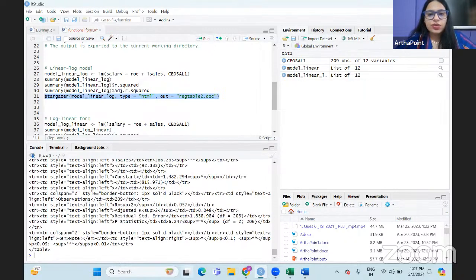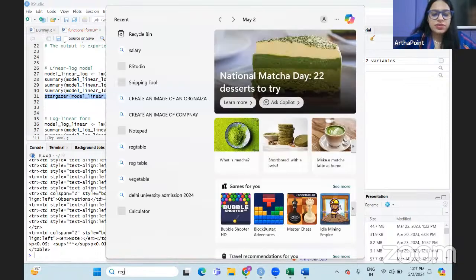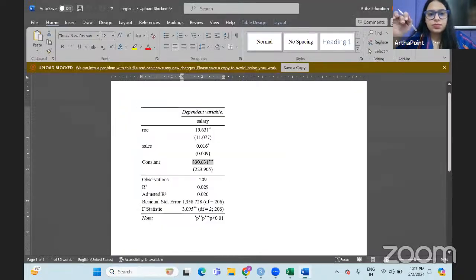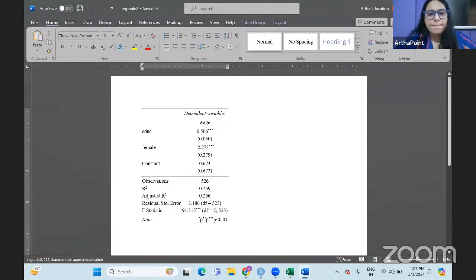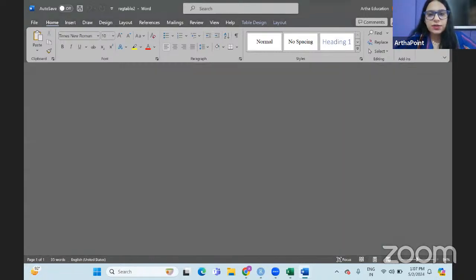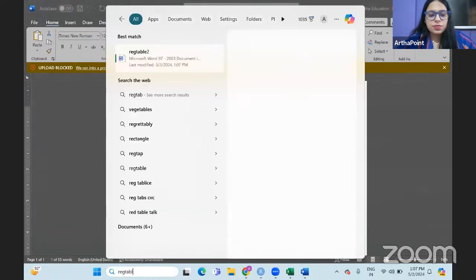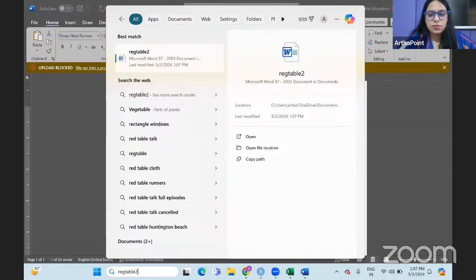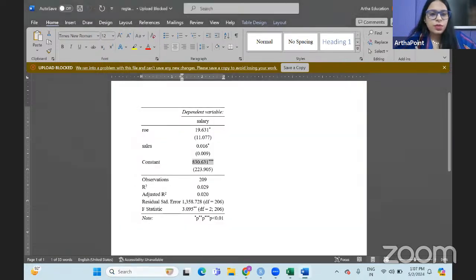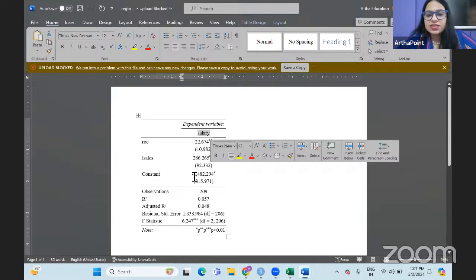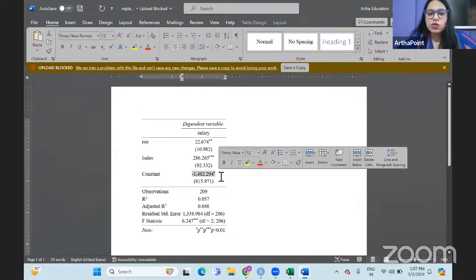Right? So if I now open this reg table 2, this is the last reg table 2 file. Let me open it again. So you will get these results in the doc file now. Look carefully, children, this is salary. Salary is regressed on a constant. Of course, you will have a constant.